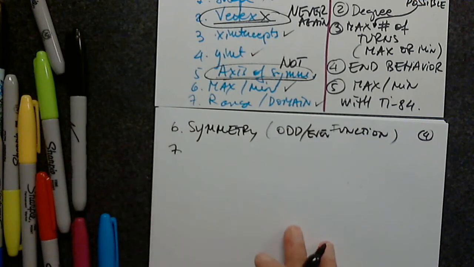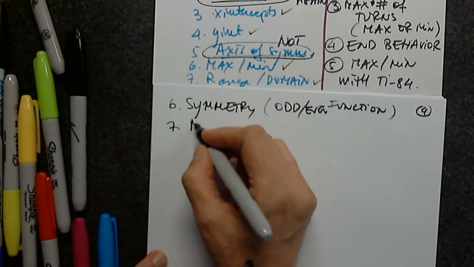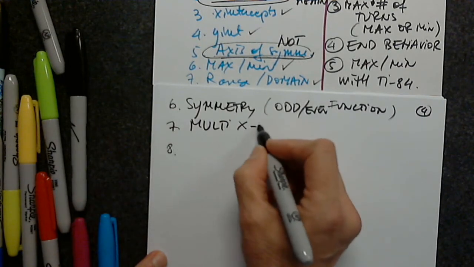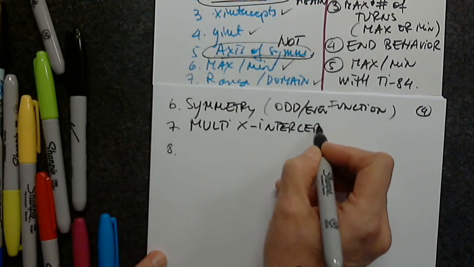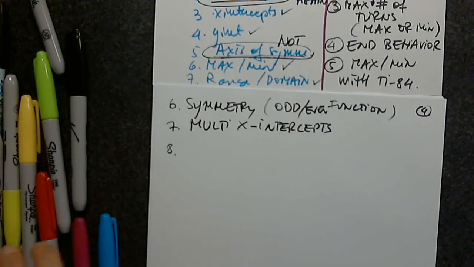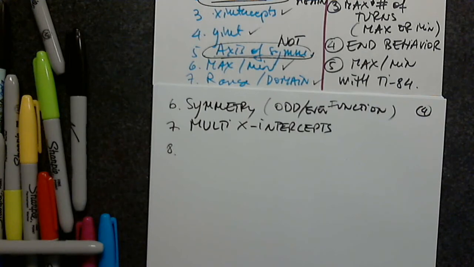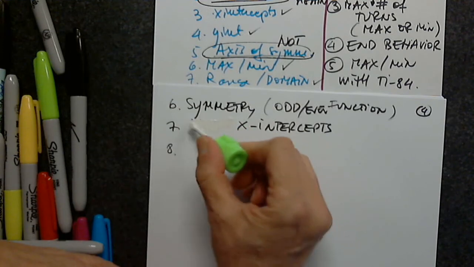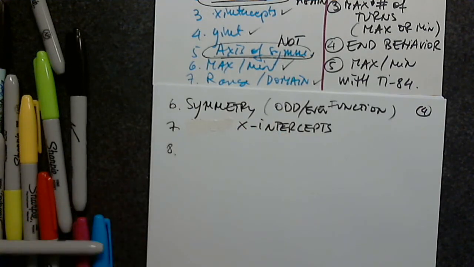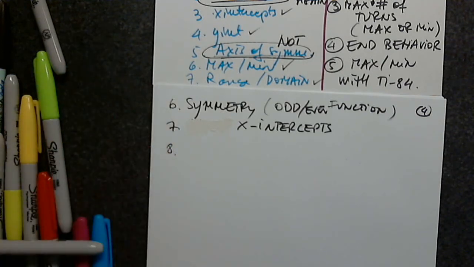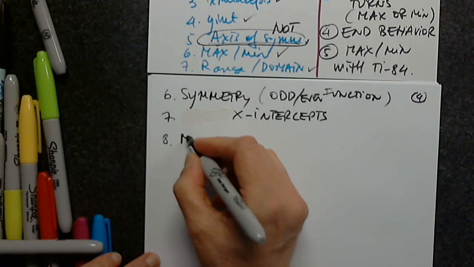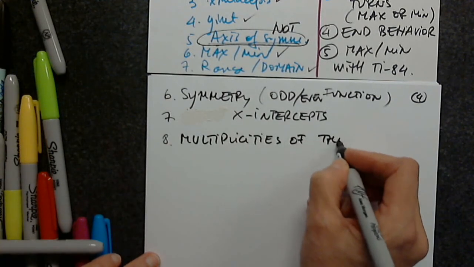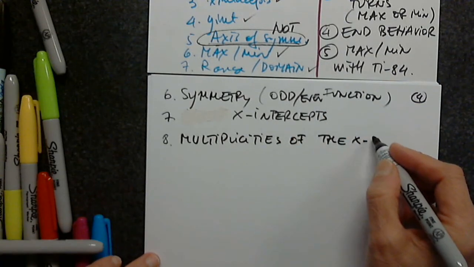Number 7, multiplicities. Oh, 8. I need the X-intercepts first. X-intercepts. And then the next one, multiplicities of X-intercepts. I will explain what that means in a minute. Sorry about that, I jumped ahead. X-intercepts, multiplicities of the X-intercepts. That's why we need to find them first.